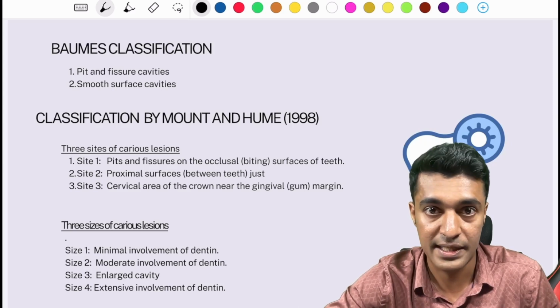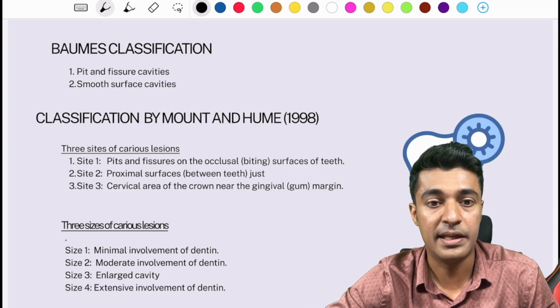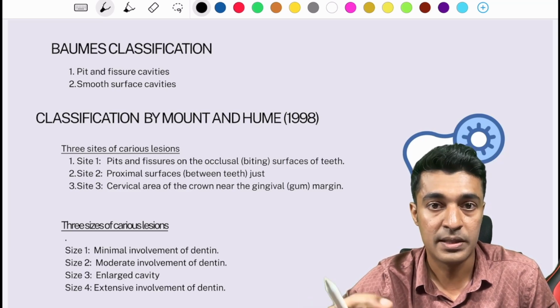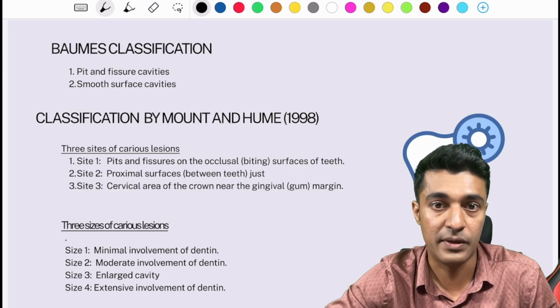Based on the site of the caries lesion, it can be site 1, 2, 3. Site 1 is pit and fissure caries on the occlusal surface of the tooth. Site 2 is proximal surface caries below the contact. And site 3 is cervical caries.